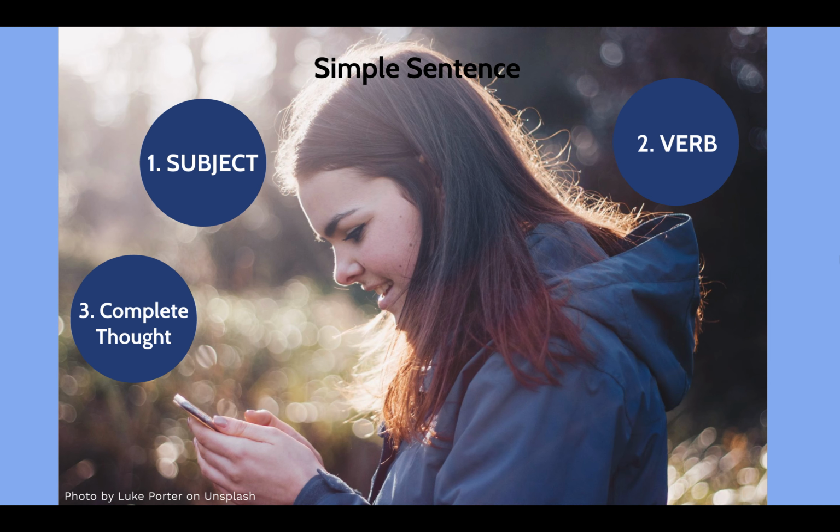Hello everyone! Today we're going to talk about the structure of the simple sentence in the English language.